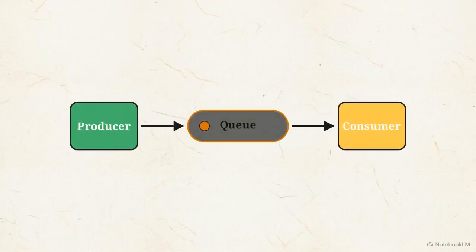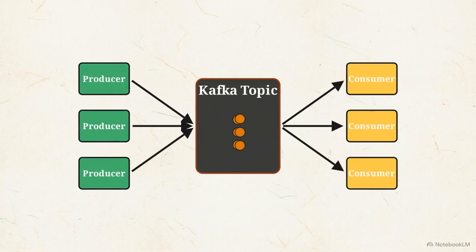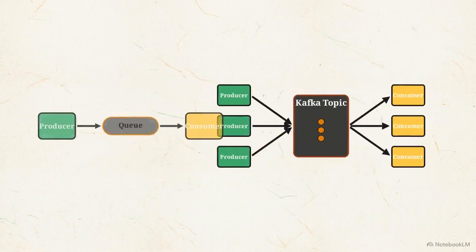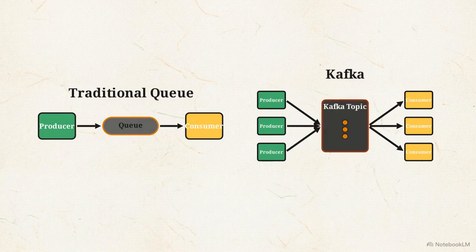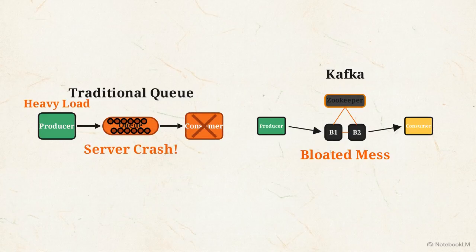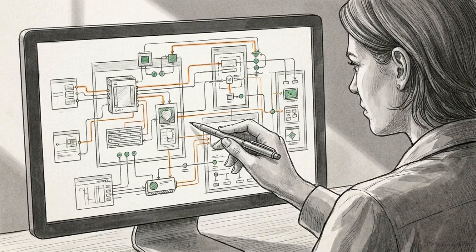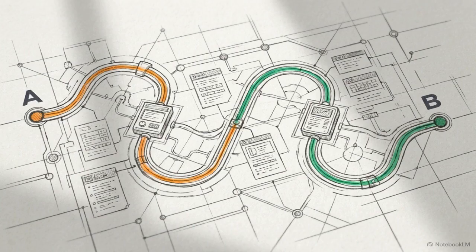Traditional queues move data in a straight line. Kafka drops data into a central topic to serve multiple consumers. But developers fall into a trap, defaulting to Kafka. Forcing Kafka into simple applications creates a bloated mess, while traditional queues under heavy loads crash servers. Making the right choice means ignoring the hype. You have to look at the underlying mechanics of these systems and match them directly to the true scale of your project. Let's start with exactly how these tools get data from point A to point B.